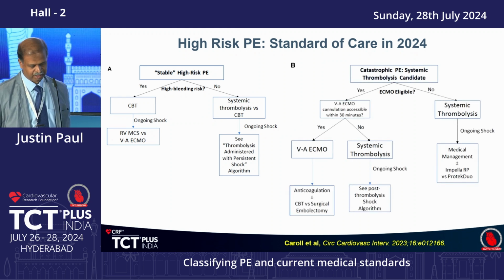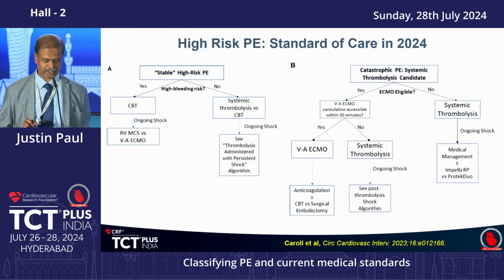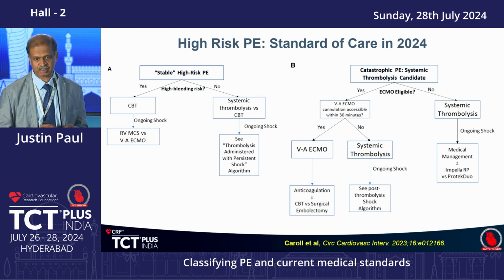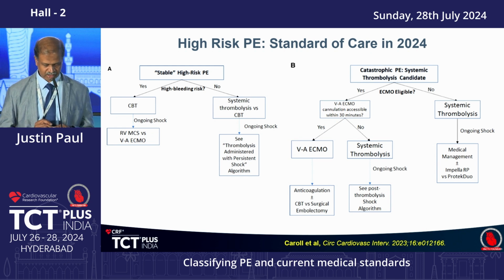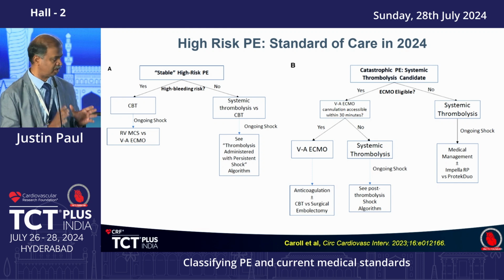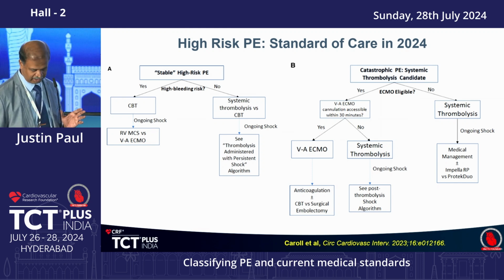If the patient's bleeding risk is not very high, you can primarily go for systemic thrombolysis. If the patient has a catastrophic or very high risk PE, as I told you, look at whether the patient is systemic thrombolysis eligible or not. If eligible, look at whether the patient is ECMO eligible. If the patient is not ECMO eligible, go for lysis, and for ongoing shock, plan medical management. However, if the patient is ECMO eligible, the better thing will be to go for ECMO cannulation, and if VA ECMO cannot be initiated within 30 minutes, do not wait, go for systemic lysis.